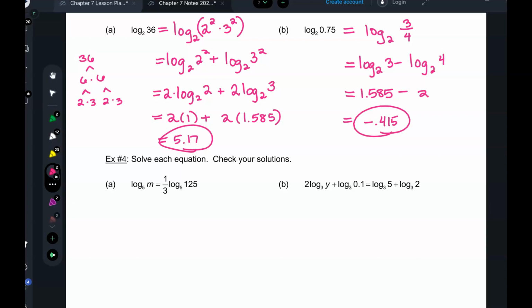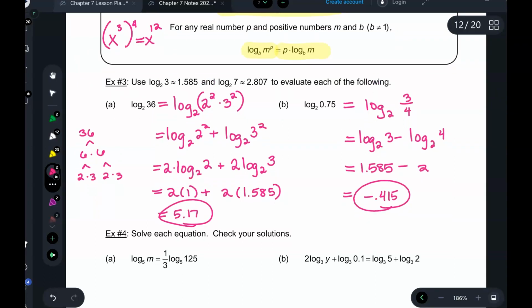How did I get what? Yeah, you don't have one. I didn't give you a log of 6 in the directions. Look in the directions. I didn't even use the log base 2 of 7 at all. I just used this one. If I gave you log base 2 of 6, then I could use 6 squared.